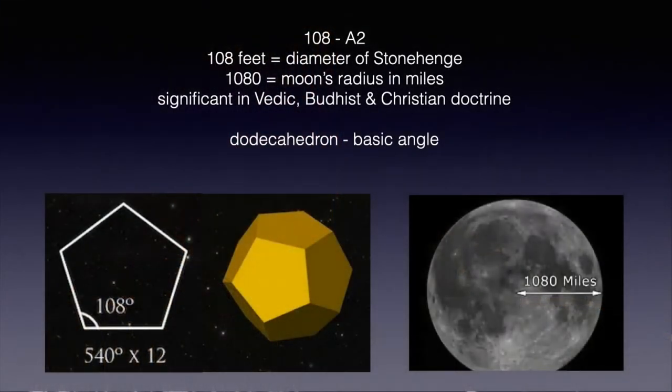Stonehenge is a very ancient architecture, and it's really based in sacred geometry as well. The moon's radius is 1,080 miles. And again, we take that zero off to get that basic number.